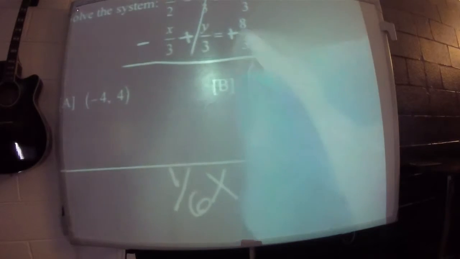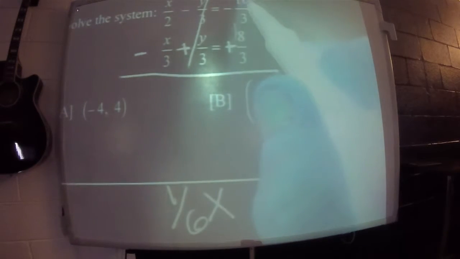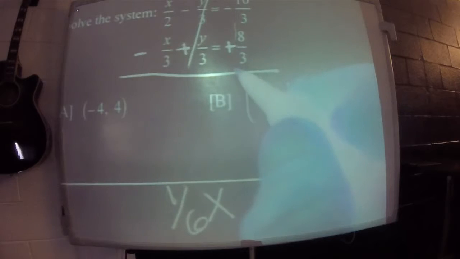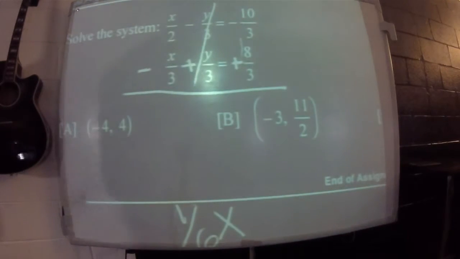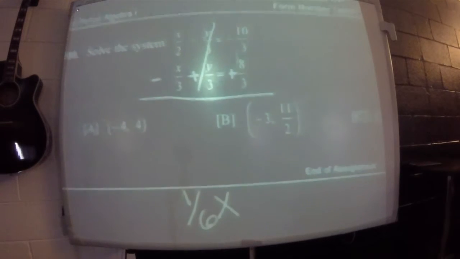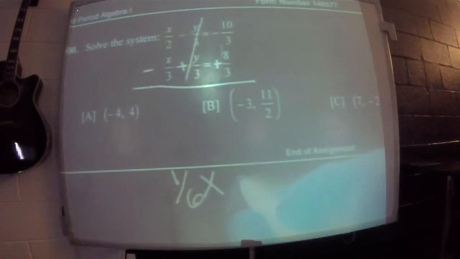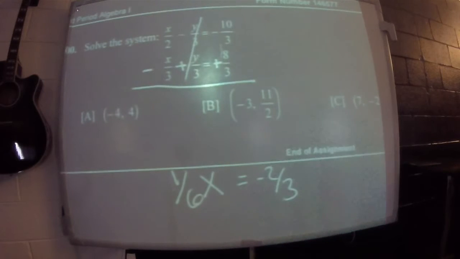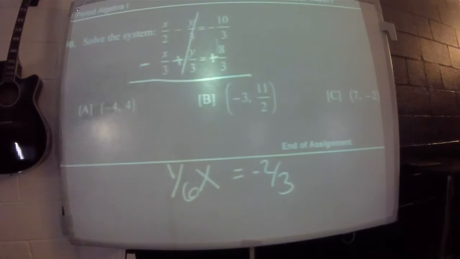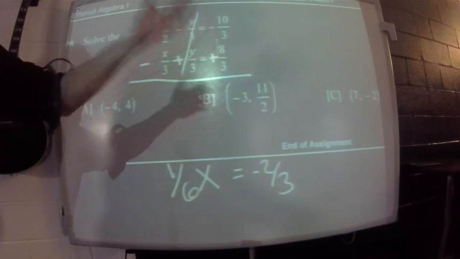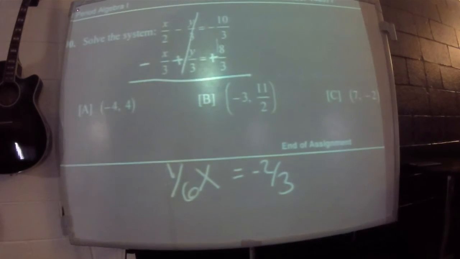So 1/6 x, y is eliminated, and then this is negative 10/3 plus 8/3. Negative 2/3. And then you can see where to go from there, Dylan, right? Yeah, I'll leave this on here, and you can just divide both sides by 1/6, and you'll find out what x is.